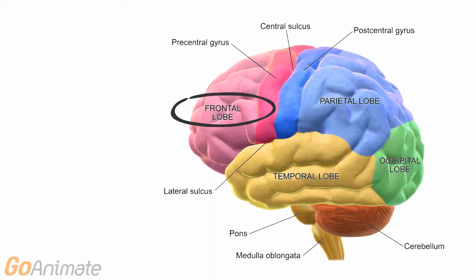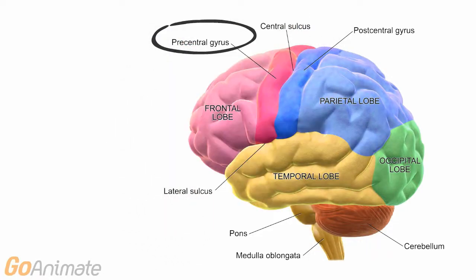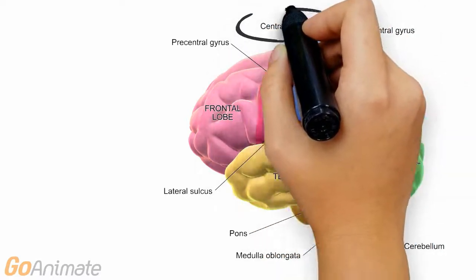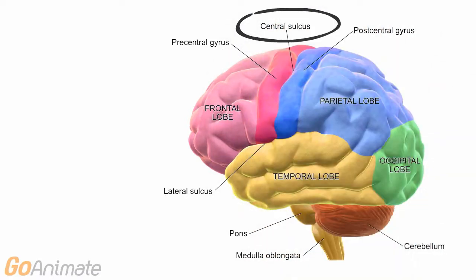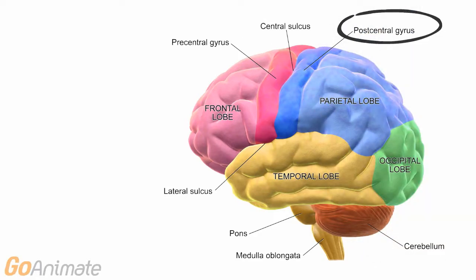The cerebrum is divided into lobes. The frontal lobe processes concentration, planning, and problem solving, along with motor information. The precentral gyrus on the frontal lobe is known as the primary motor area. The central sulcus divides the frontal and parietal lobes. The postcentral gyrus of the parietal lobe is known as the primary sensory area.